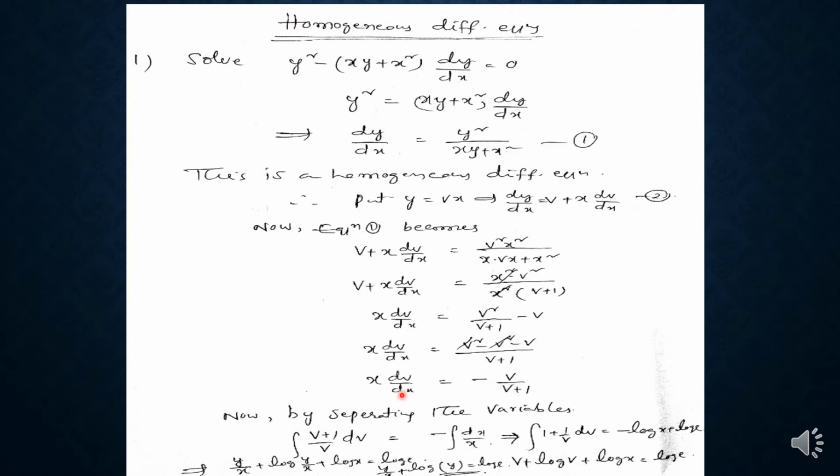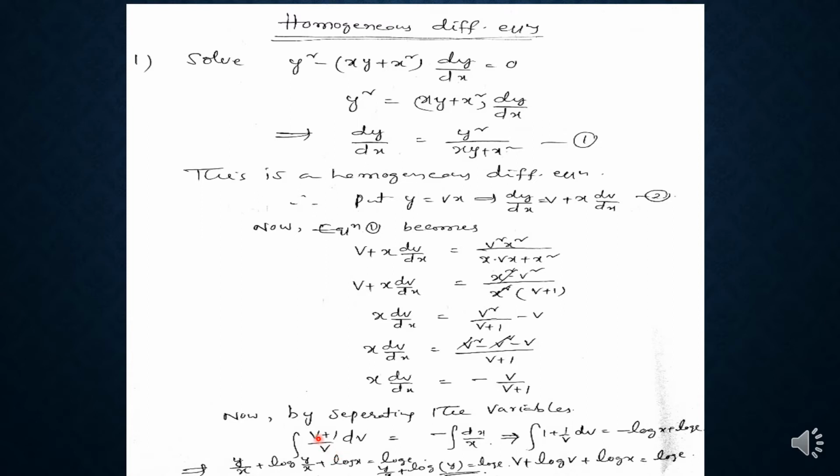So by using the variable separable method, that means by separating the variables, integral (v+1)/v dv is equal to integral minus dx by x. This v/(v+1) becomes (v+1)/v when it comes to the left hand side, that is equal to minus dx by x. By integrating on both sides, (v+1)/v dv is equal to minus integral dx by x.